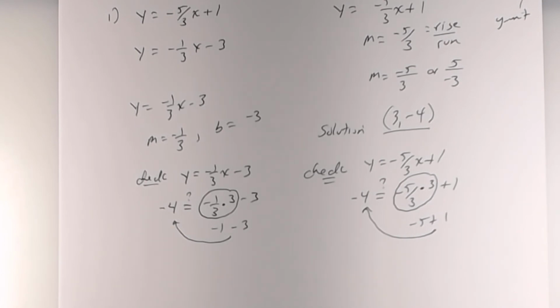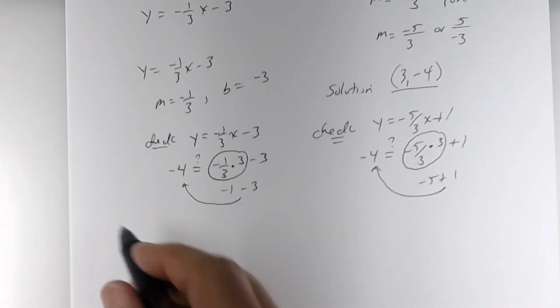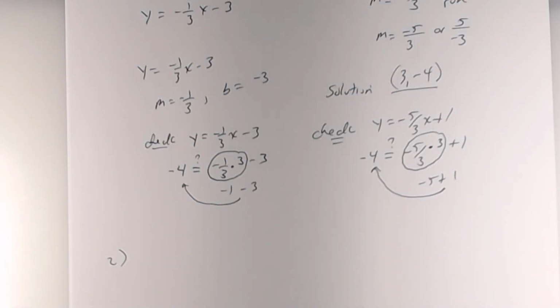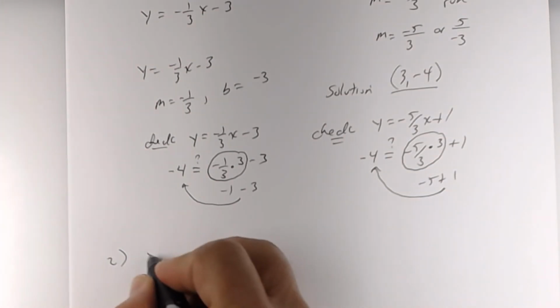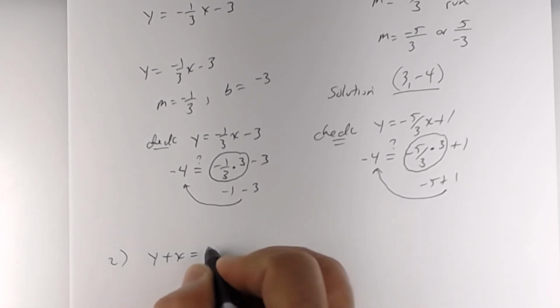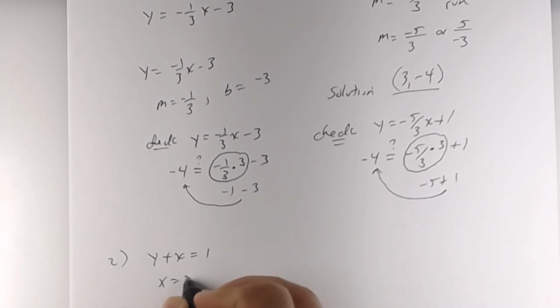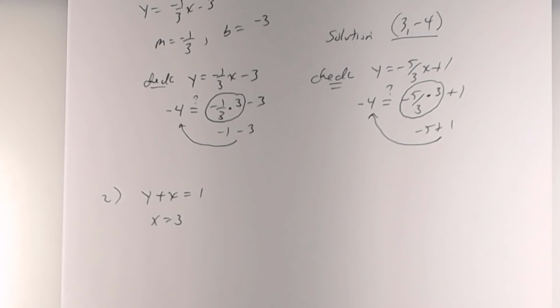Okay, so let's do one more. Let's do this one, number 2. Let's suppose I had this: y plus x equals 1, and then x equals 3. So I want to solve this system by graphing. That's the question. Solve by graphing.